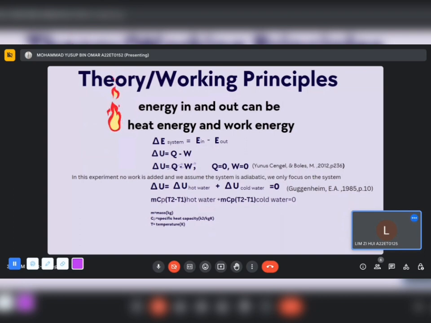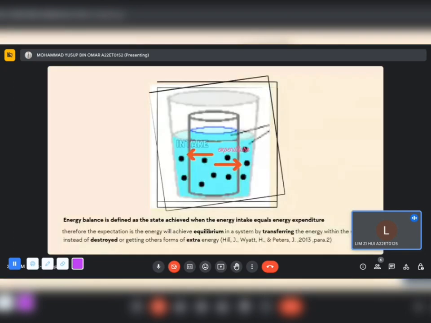So we focus on the system, the internal energy of the system. The hot water internal energy plus cold water internal energy will equal 0. And how to calculate the internal energy of hot water? We take the mass multiplied by the specific heat capacity and multiplied by the temperature change. We take T2 as the final temperature and T1 as the initial temperature. We take the final minus the initial.